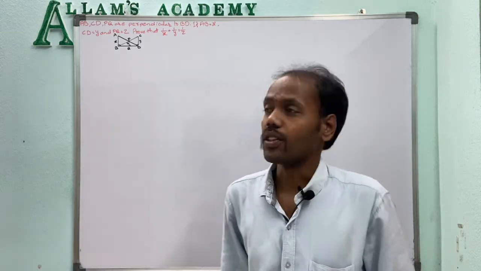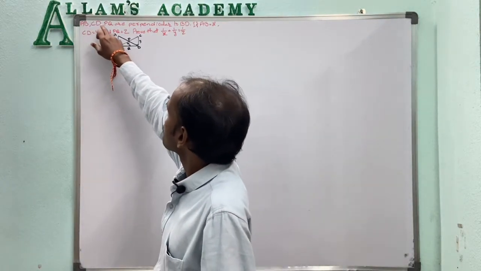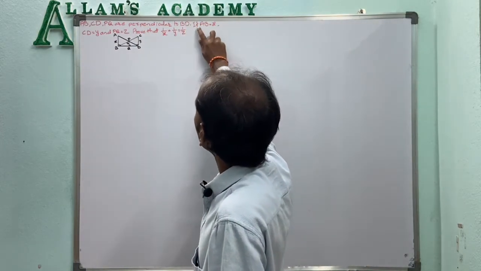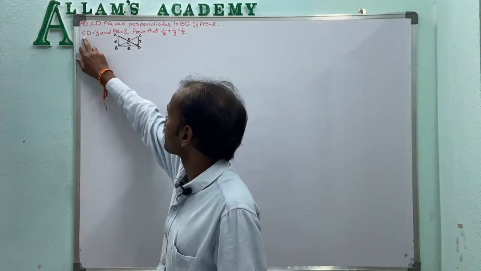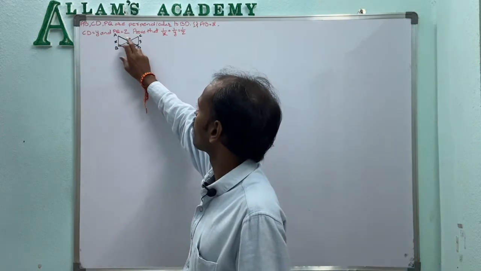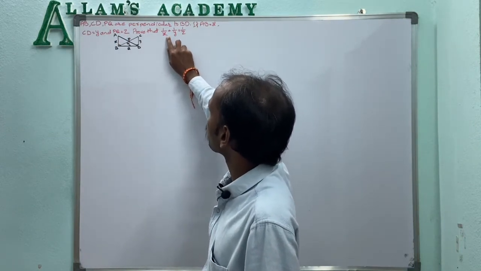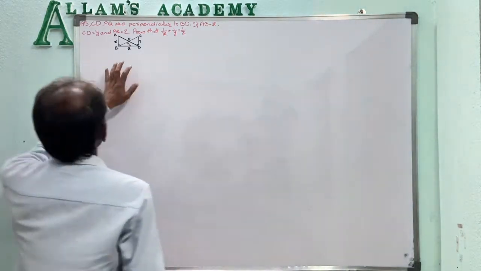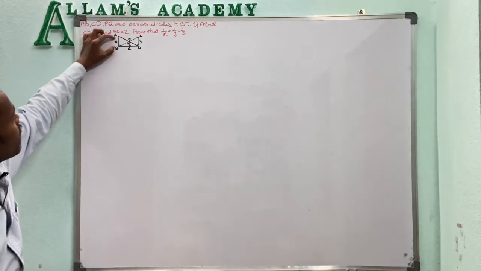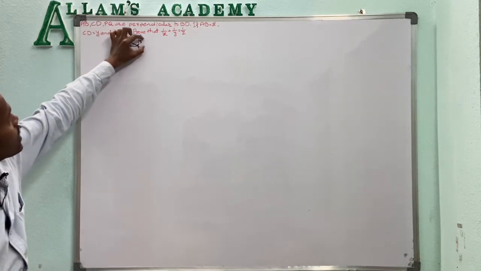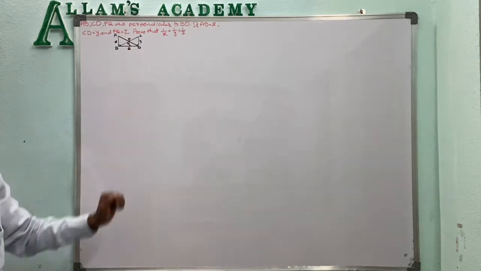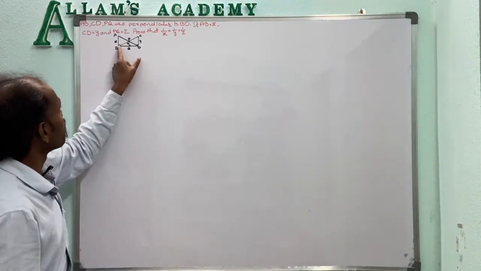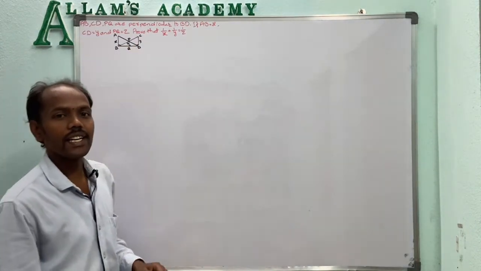Now here we are given a problem. AB, CD, PQ are perpendicular to BD. If AB equal to X, CD equal to Y and PQ equal to Z, then prove that 1 by X plus 1 by Y equal to 1 by Z. And this is the diagram. So here AB, PQ, CD are perpendicular to BD, given. Perpendicular means they will be making angle 90 degrees.